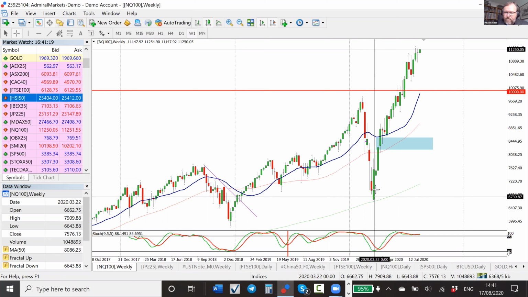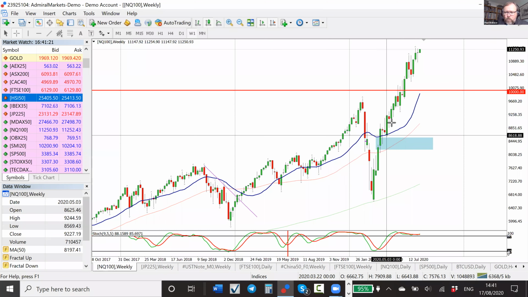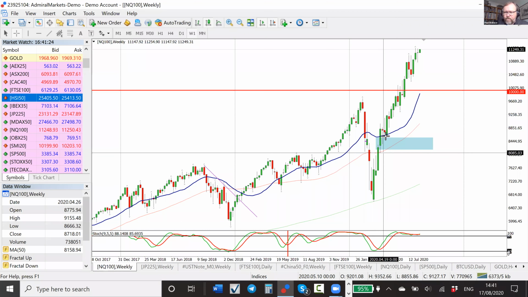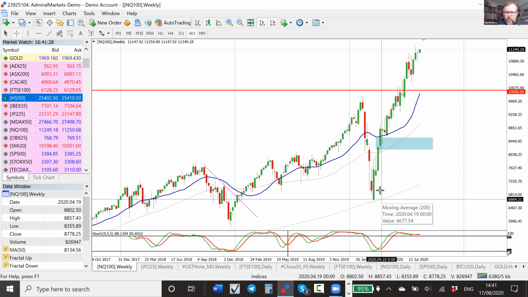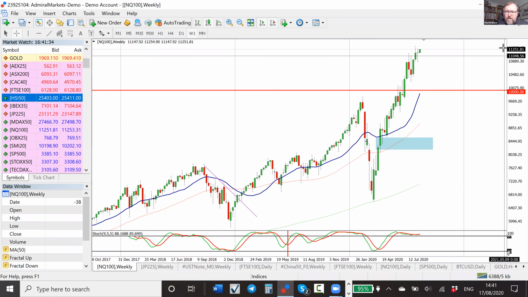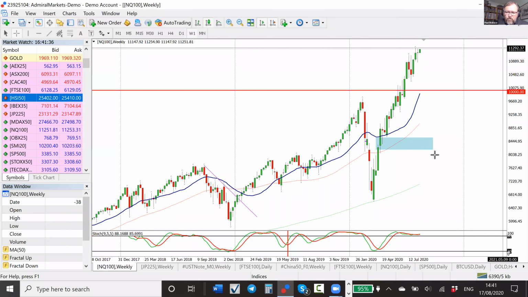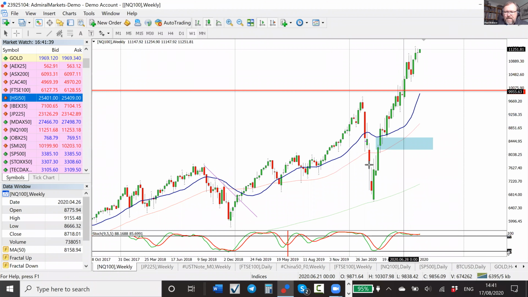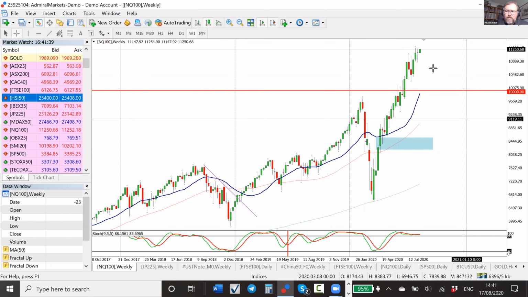But you can see for yourself, ladies and gentlemen, that the Nasdaq has been quite sensational in its recovery from where we were in March, at almost 6,666, having flown our way up here to above 11,000, 11,300. That has been quite an astounding move, and that's what we can say about those US indices.